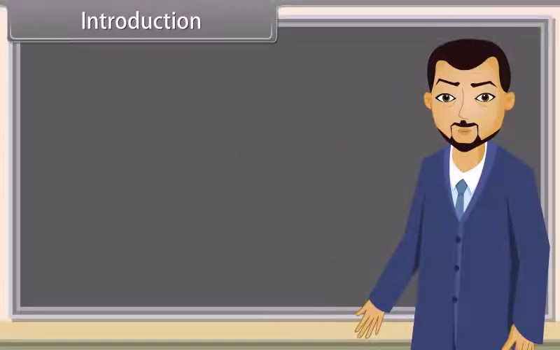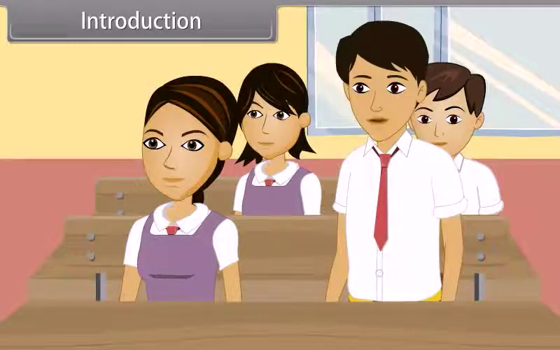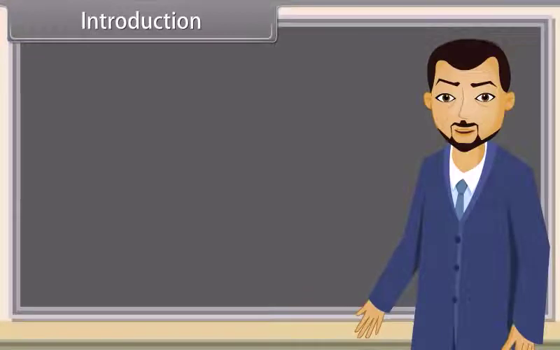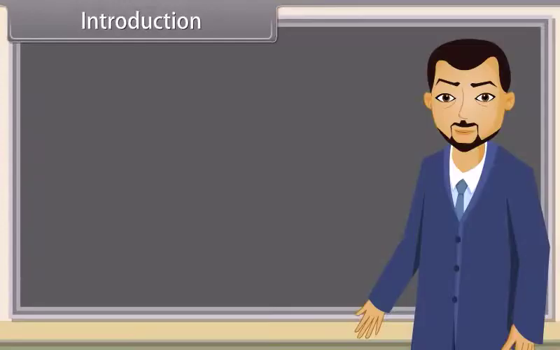Students, today we will learn about ecosystem. Okay, teacher. Does anybody know what an ecosystem is? Yes, teacher. A system that includes biotic factors and abiotic factors functioning together as a unit. Very good. What do you mean by biotic factors?